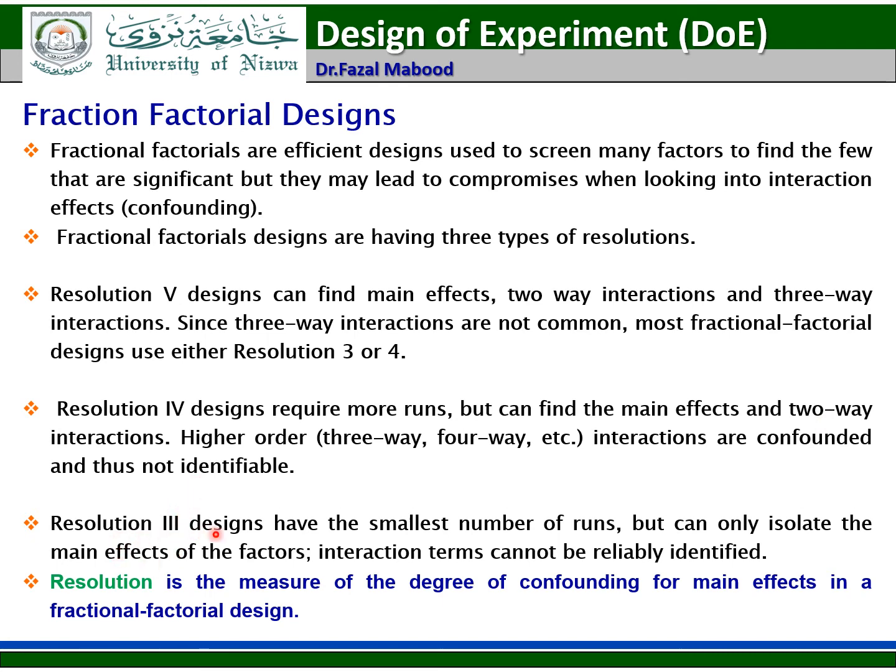Resolution 3 designs have the smallest number of runs, but can only isolate the main effect of the factors. Interaction terms cannot be identified. So here you see the magnitude of confounding is the maximum. Here we couldn't see the interaction effect, but we can see the main effect. What is meant by resolution? Resolution is the measure of the degree of confounding for main effects in a fractional factorial design.